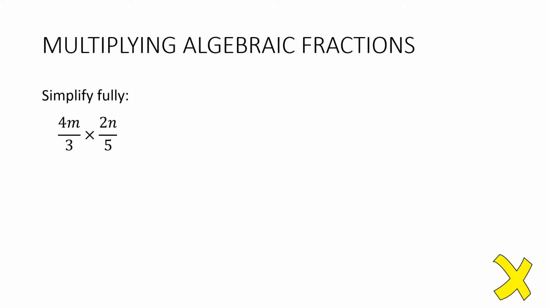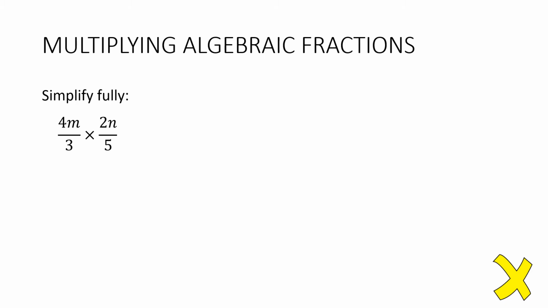Okay, we're finally ready to move on to algebraic fractions. So we'll start with multiplying because it's the easiest. So remember, we've got to multiply across the top and multiply across the bottom. The bottom's easy, it's going to give us 15. But you can see how on the top we're going to have to follow our algebraic rules.